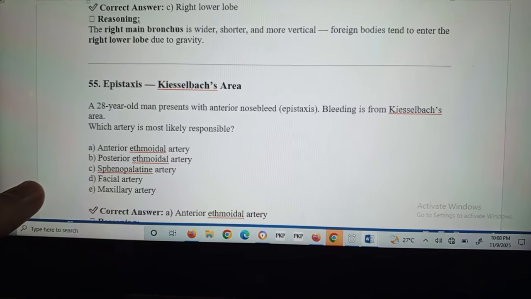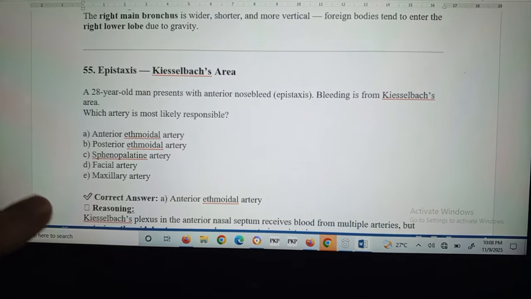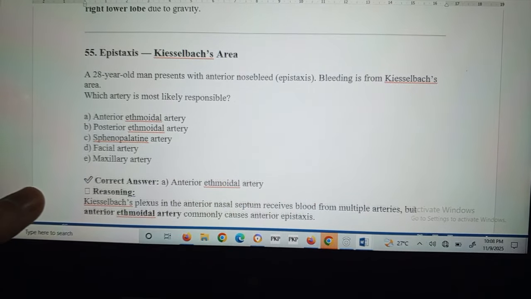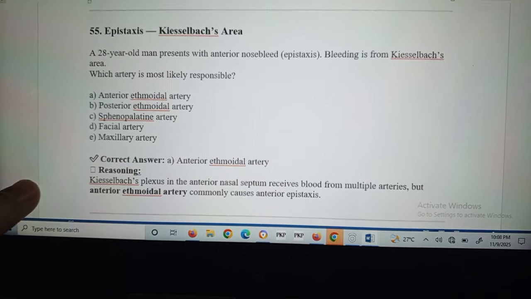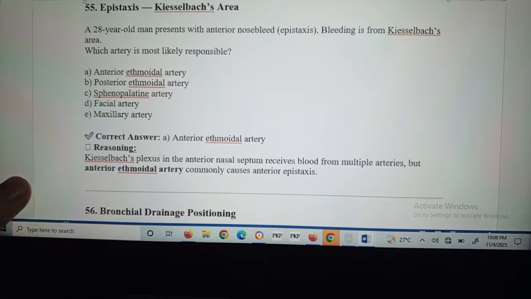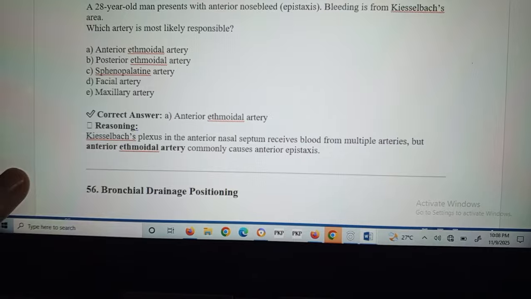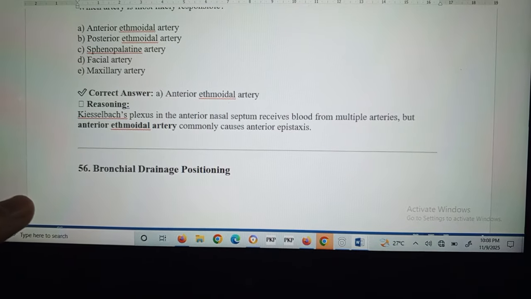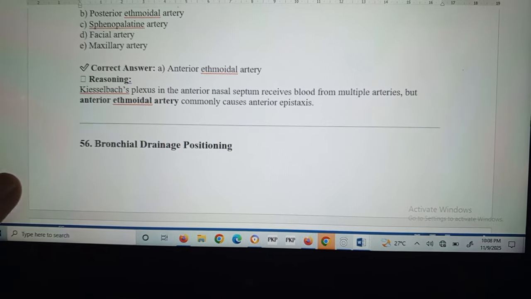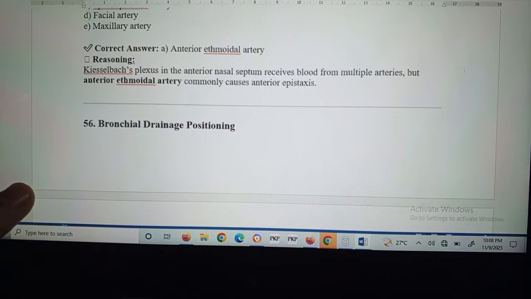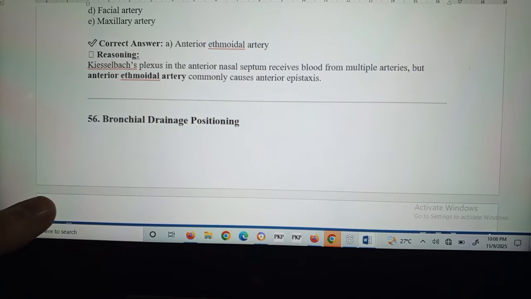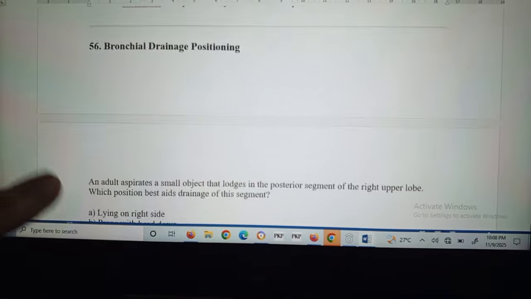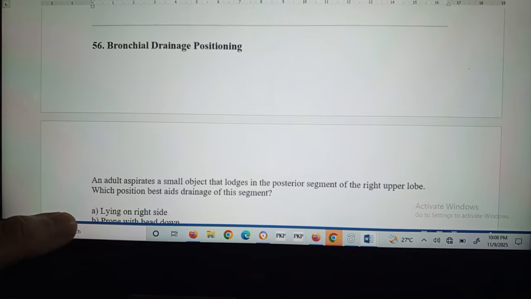Epistaxis, Kesselbach area. A 28-year-old man presents with anterior nasal epistaxis, bleeding from Kesselbach area. Which artery is most likely responsible? Anterior ethmoidal artery is responsible. Kesselbach plexus in the anterior nasal septum receives blood from multiple arteries, but the anterior ethmoidal artery commonly causes anterior epistaxis.